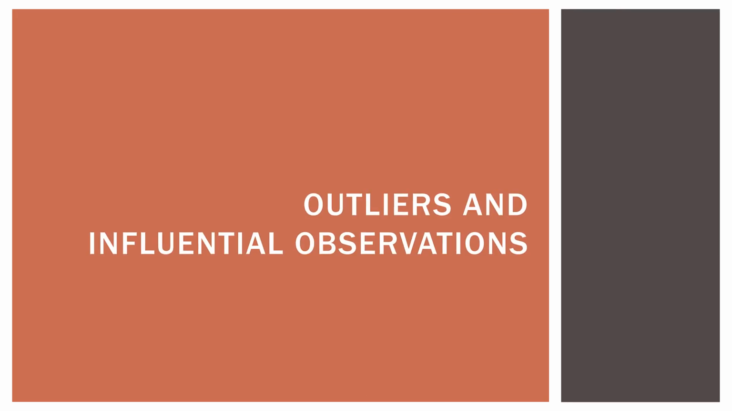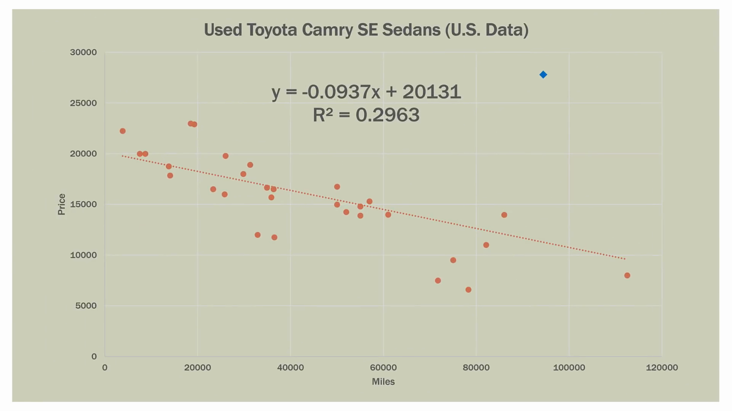So let's talk about outliers and influential observations in regression. Okay, so here is a scatter plot and regression line of some data I pulled off the internet myself. And each data point here represents a used car. More specifically, a used Toyota Camry SE sedan here in the US. So what I did is I collected the data and then plotted it on a graph and then put a regression model on it, simple regression. So along the x-axis here at the bottom, we have the number of miles that are on the car, so the odometer miles. On the y-axis on the left, we have the selling price for the used car.